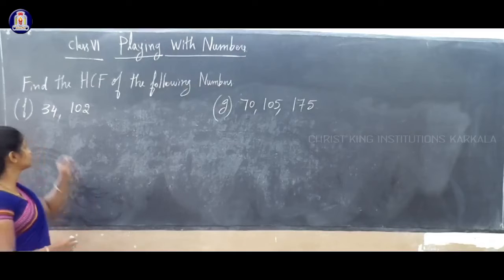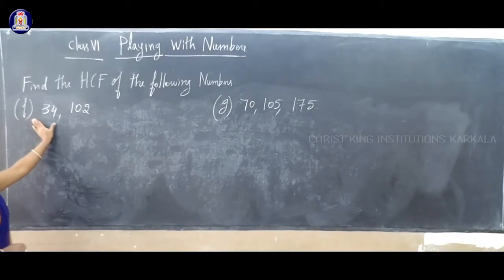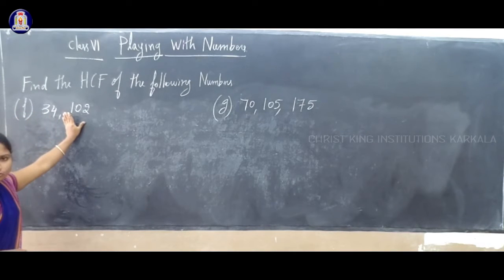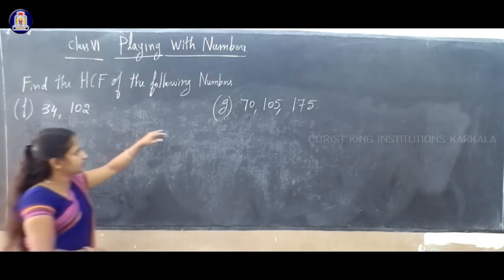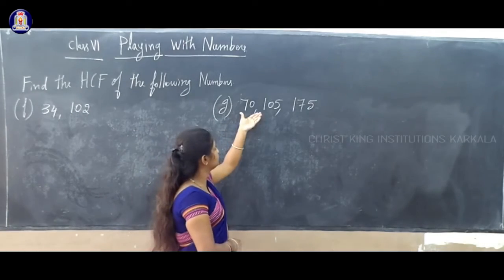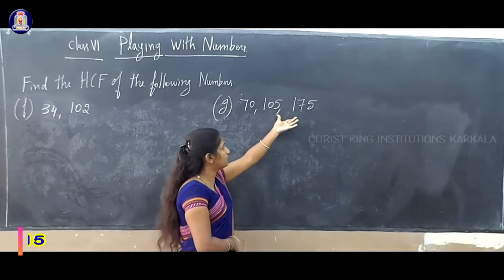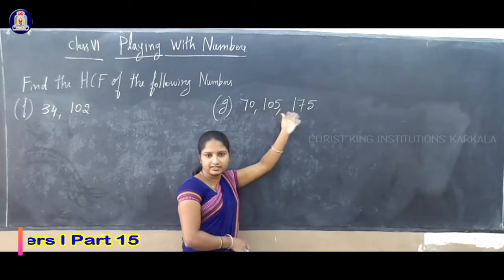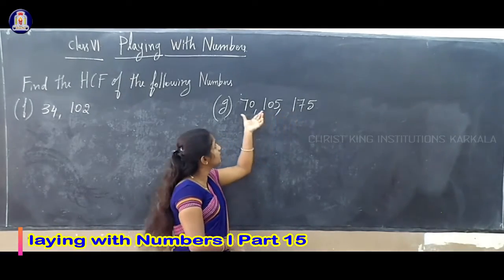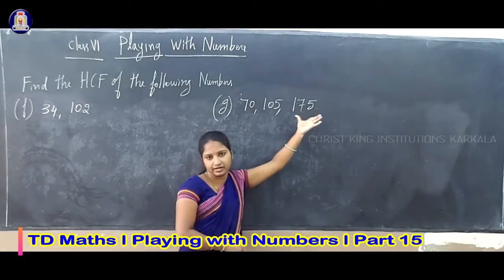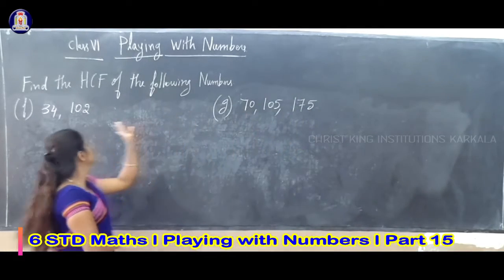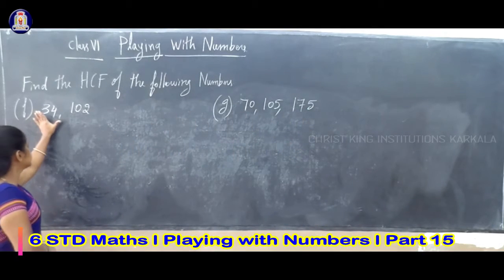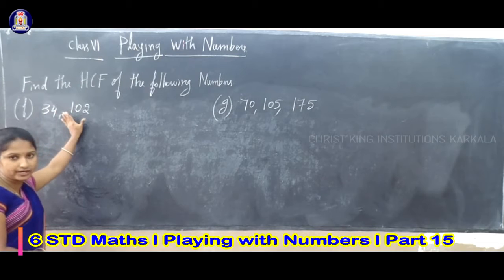Question number 6, I think. Find the HCF of 34, 102, and next, find the HCF of 70, 105, 175. Here three numbers are given: 70, 105 and 175. Clear? So in this question we have to find the HCF of 34 and 102.